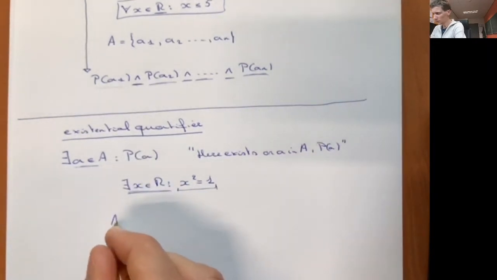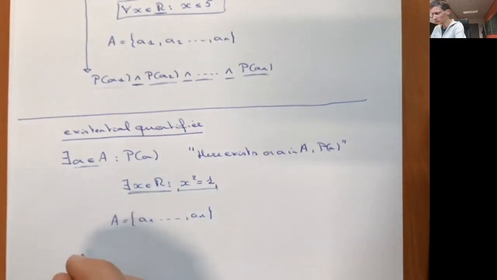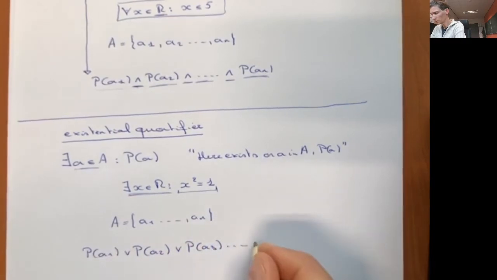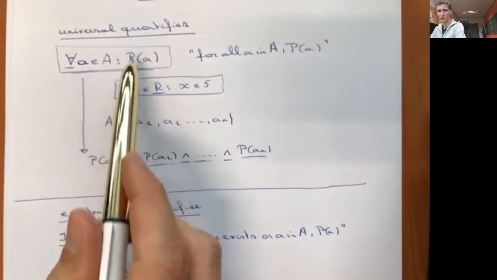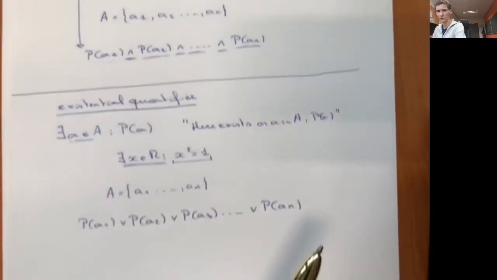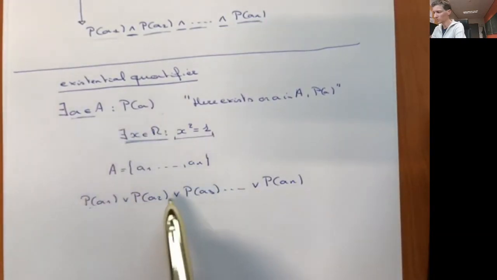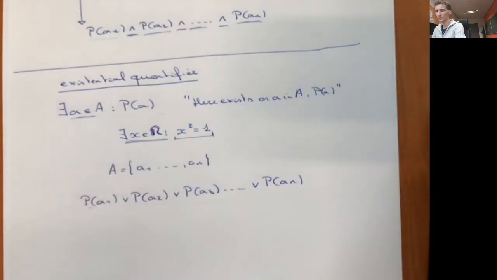Similar to above, if A is a finite set, for example a1 until an, then this formula is the same as saying P(a1) or P(a2) or P(a3) and so on until or P(an). So the universal quantifier is like a long chain of ANDs. The existential one is like a long chain of ORs. So in order for this to be true, it only has to be true for one of the elements in A. And now the advantage again is that it can also be used for infinite sets, right? So it is not only valid for finite sets.